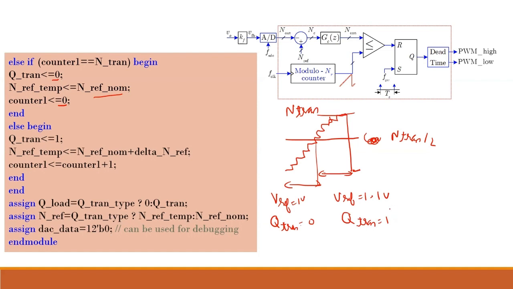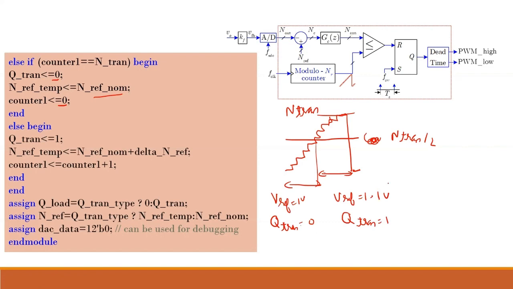So any questions in this part? Sir, here the event is when the counter is crossing the reference.